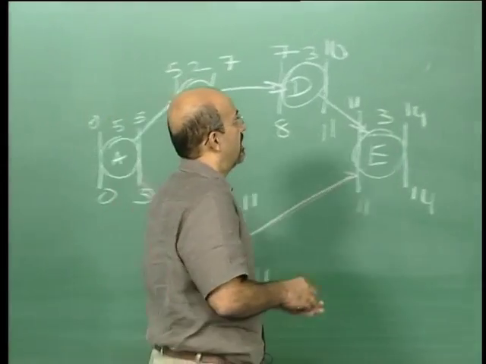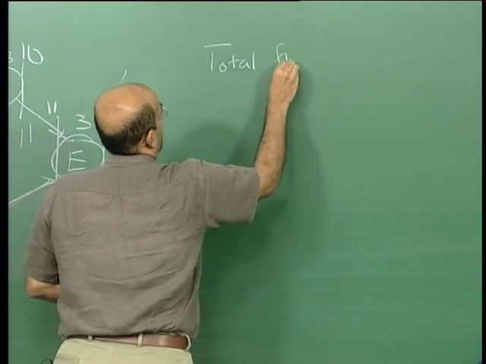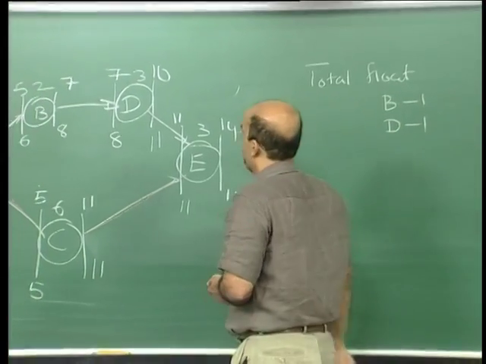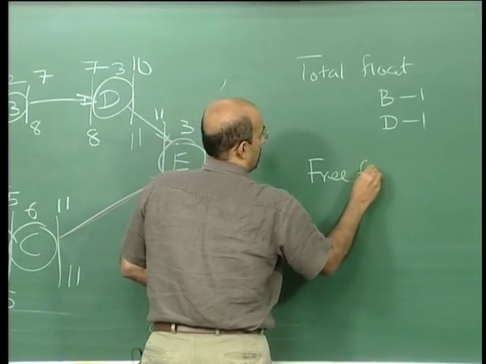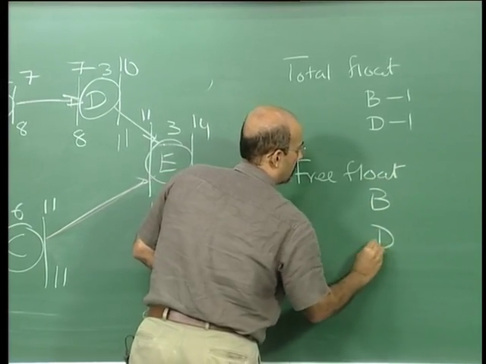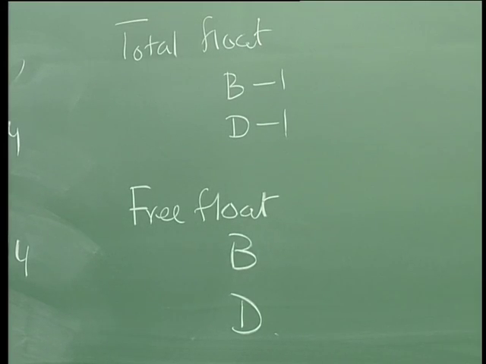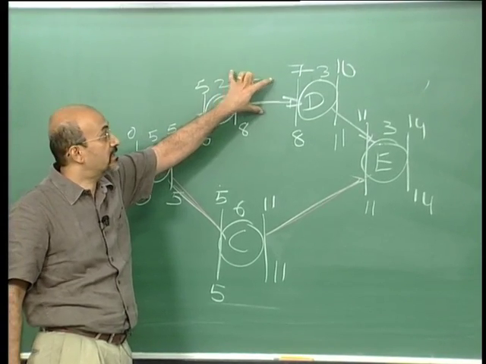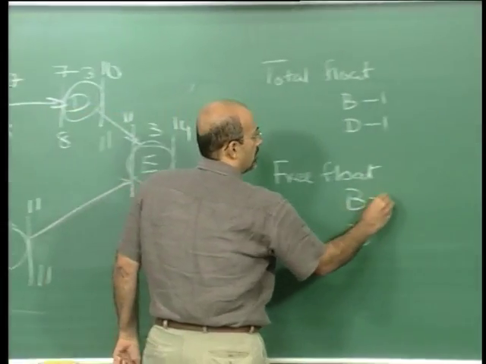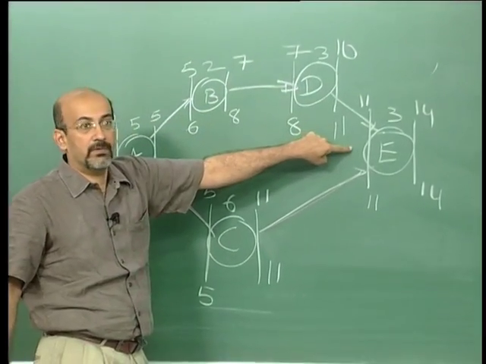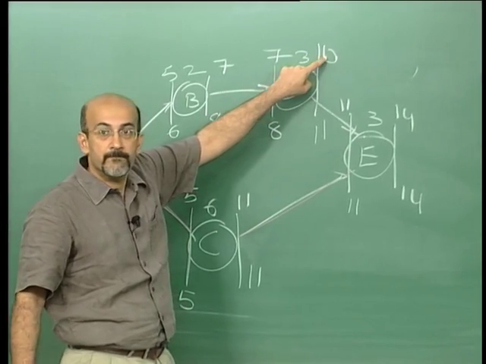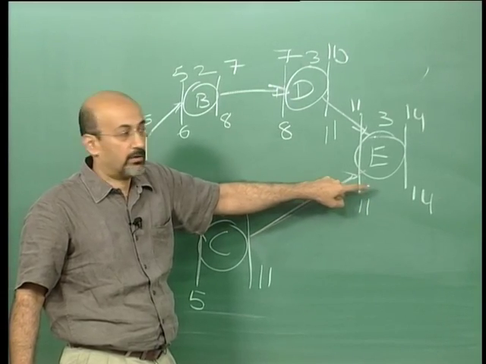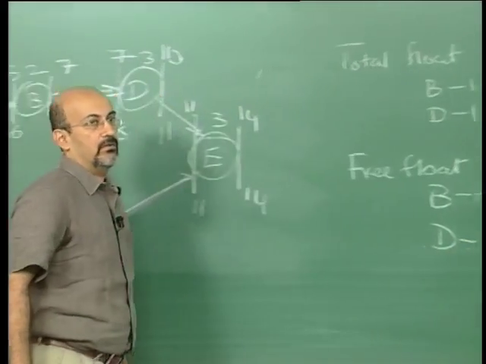Does B or D have total float? How much? Is it 1 each? We will come back to that. What about free float? B has 0, because the minute I start moving B, it will start changing the early start of D. So B has no free float. You can see D is moving into its successor, which is E, and there is a 1 day difference. So even if I delay D by 1 day, it's not going to affect anything in the network. So D has 1 day of free float.